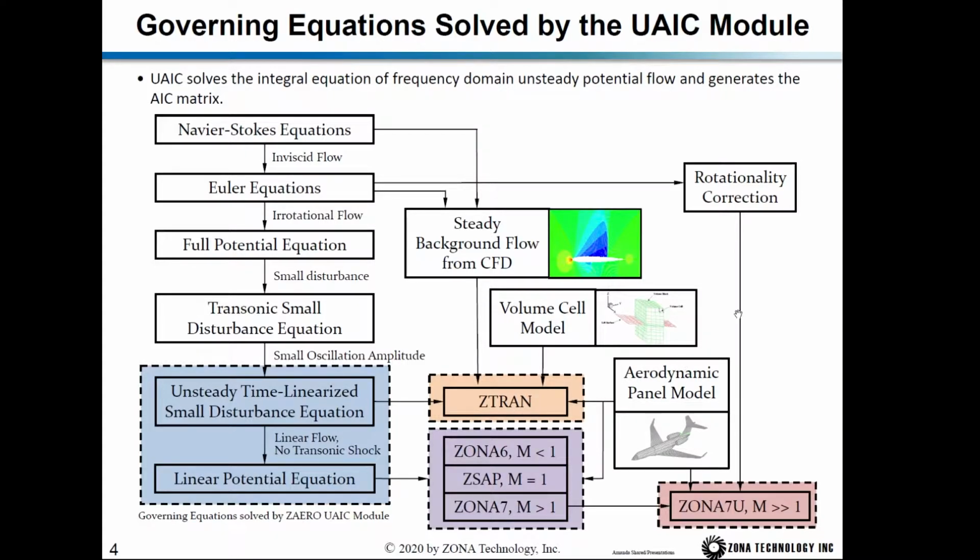And finally, if we inject the so-called rotationality correction into the ZONE7 method, then we have ZONE7U for hypersonic flow.